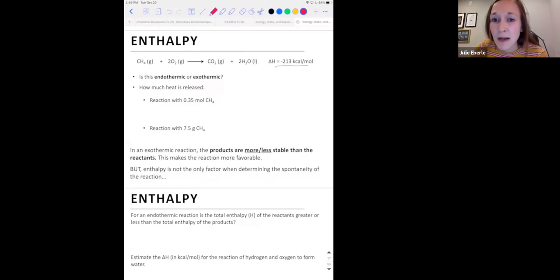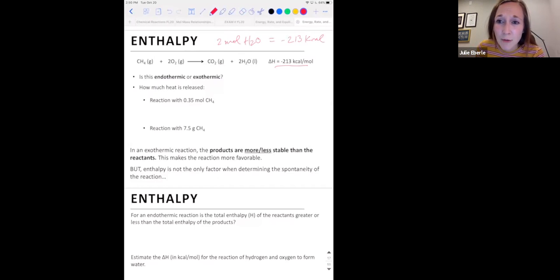And because this amount of heat given off is associated with this particular balanced reaction, we can write a relationship for that with any reactant or any product. I could say that for every 2 moles of H2O, that is associated now with negative 213 kcals of energy for this reaction.